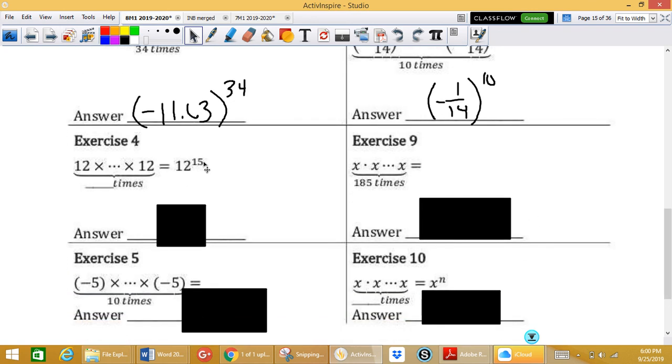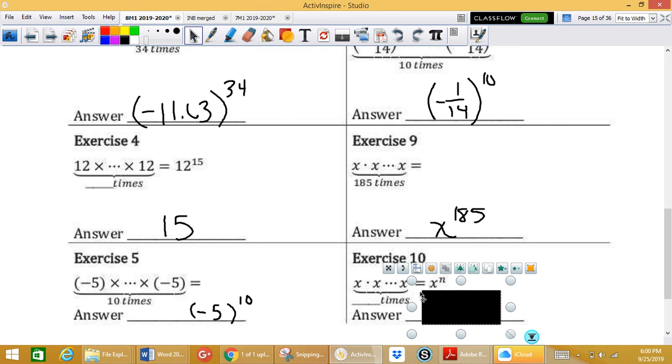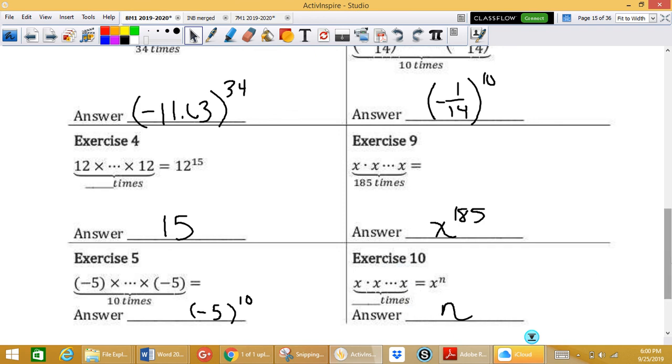12 to the 15th means that 12 is being multiplied by itself 15 times. X times itself 185 times means it's x to the 185th. Negative 5 times itself 10 times means negative 5 to the 10th in parentheses. X to the n means x being multiplied by itself n times.